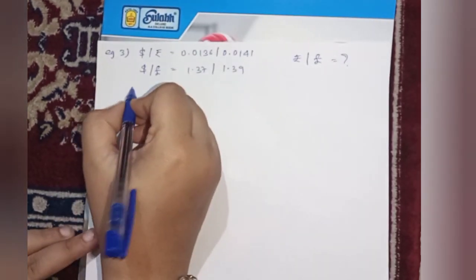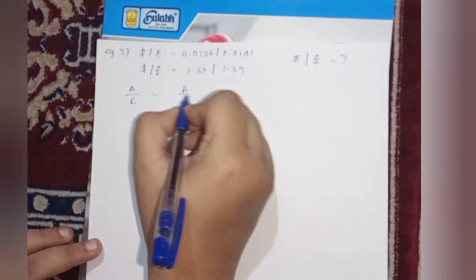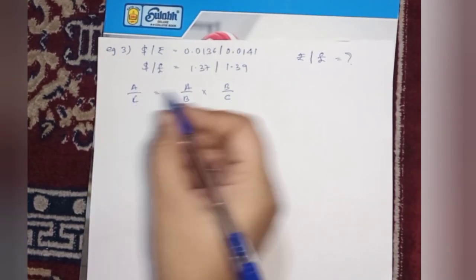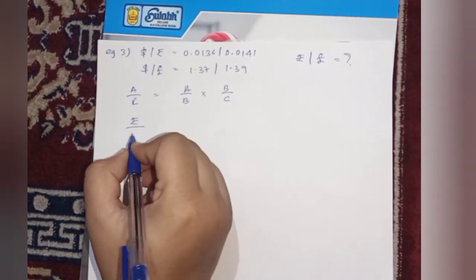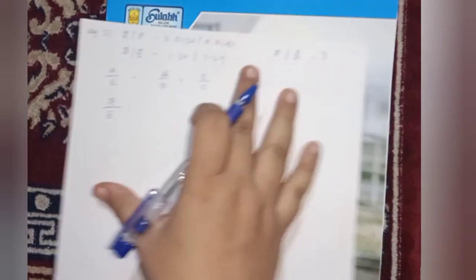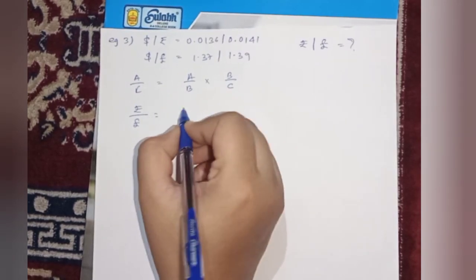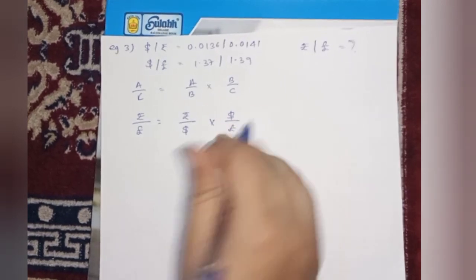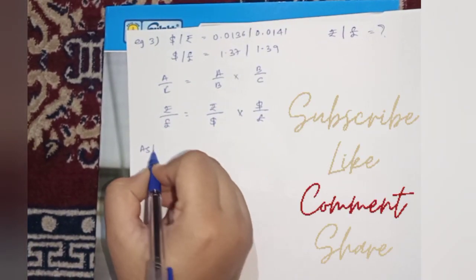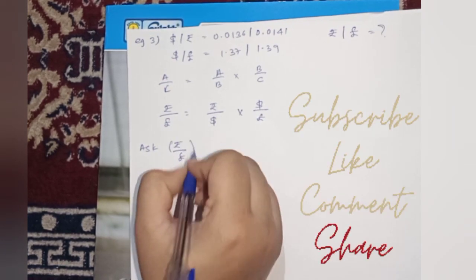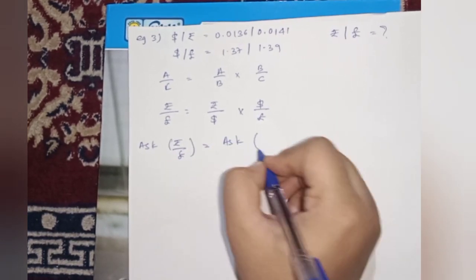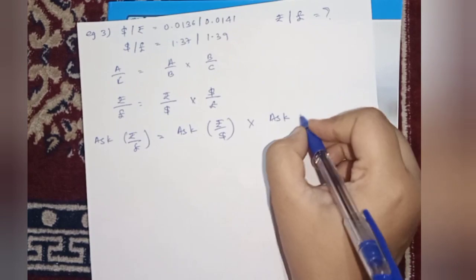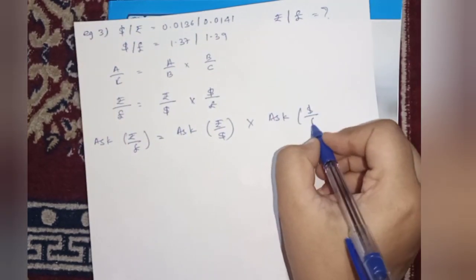So again we will frame the equation as 1 upon C is equal to 1 upon B into B upon C. So what is A upon C in our case? It is rupee per pound. What will be the A upon B in our case? It will be rupee by dollar into dollar upon pound. But in the question, we have to find out first the ask rate of rupee upon pound. We will take the ask of rupee upon dollar multiplied by ask of dollar upon pound.